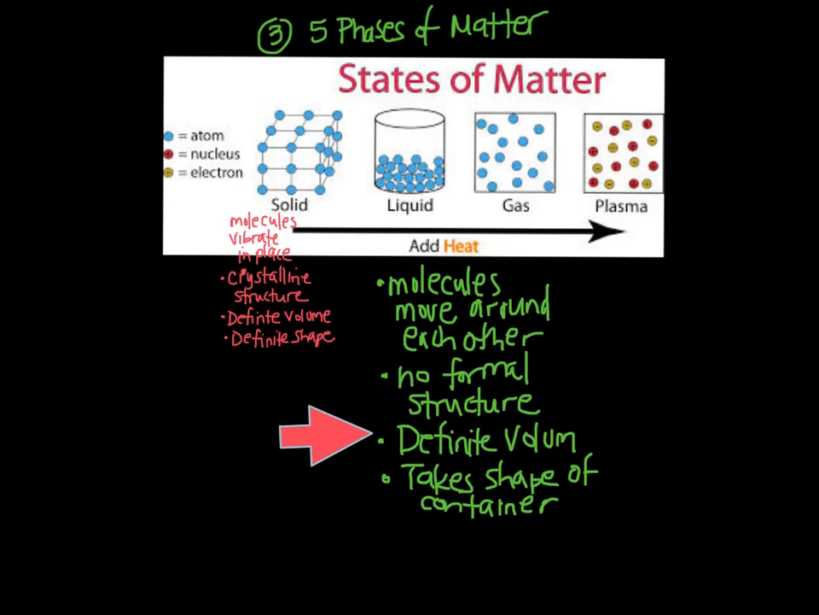There's a definite volume going on, meaning that if you have 20 milliliters of water, you have 20 milliliters of water no matter what container you put it in. And then of course it takes the shape of the container that you put it in. So if I put it in a star-shaped container, it'll take the shape of the container.